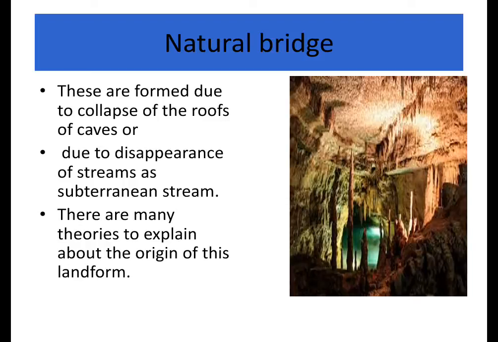Natural bridge. Natural bridges are formed due to collapse of the roofs of the caves. When the roof of the cave collapses, bridge-like structures are formed. Sometimes it can form due to collapse of the roofs of the caves, or sometimes due to the disappearance of streams. When the stream is flowing like this and it disappears, like in sinkholes or swallow holes, this region becomes a natural bridge. That's how natural bridges are formed. There are many theories to explain the origin of this landform.